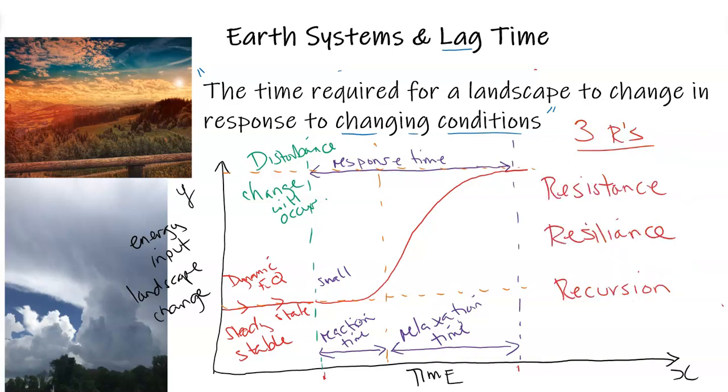Now, within systems and lag times, there are 3 R's we have to consider when looking at a certain environment, landscape, terrain, and the effect of a disturbance and the kind of disturbance that happens at that exact location. So, the first one is resistance. Resistance is obviously the ability for a landscape or condition to avoid or lessen the impact. So how resistant is it?